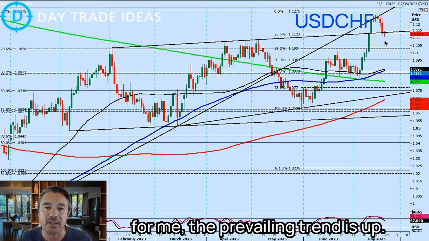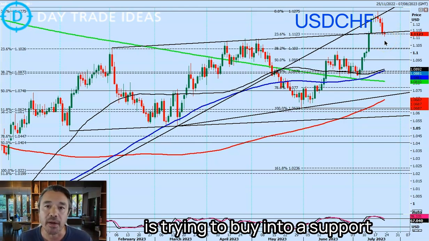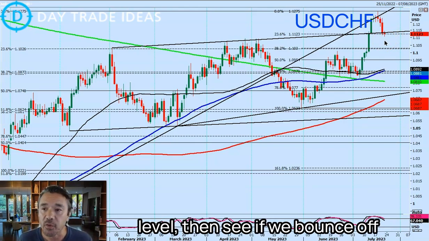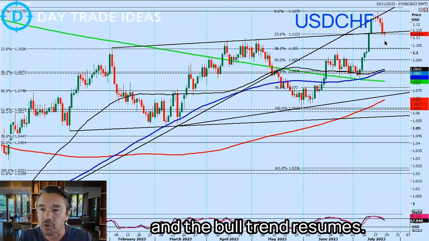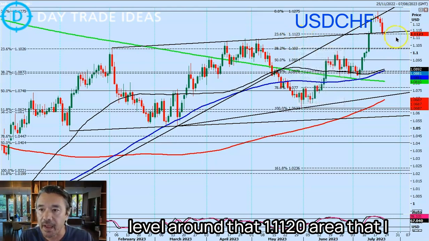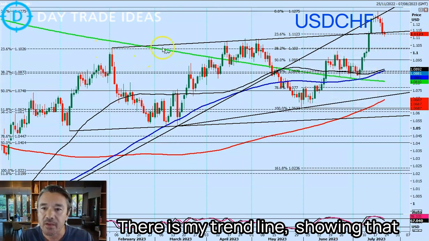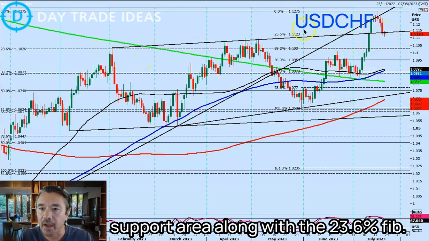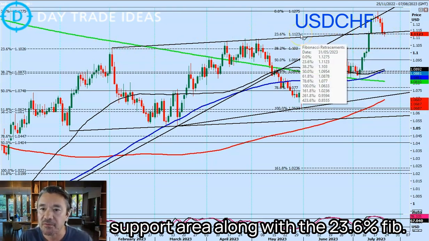but I don't really mind because for me, the prevailing trend is up. What I'm really interested in doing is trying to buy into a support level, then see if we bounce off and the bull trend resumes. Now, this is an obvious support level around that 111.20 area that I had on the trade sheet last week. There is my trend line showing that support area along with the 23.6% fib.